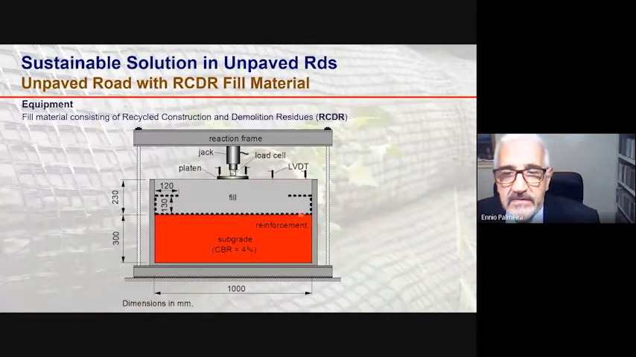Here's another example of an unpaved road study, in this case a large-scale equipment to simulate an unpaved road subjected to a load at the surface. Actually, it was a cyclic load with the same intensity of the pressure expected from a truck, a cyclic load to simulate the traffic on the road, the fill layer, and a subgrade with a CBR, California bearing ratio, of 4%, and here you see the reinforcement layer.